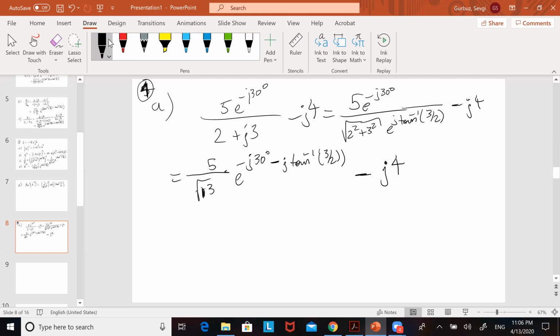Now, because subtraction is done most easily in Cartesian coordinates, I'm going to take this term, the first term here, and convert it into Cartesian. So to do that, we just apply Euler's rule. So this is going to become 5 times square root of 13 times the cosine of now whatever this angle is.